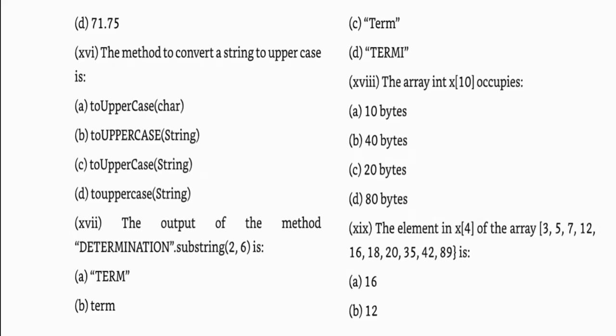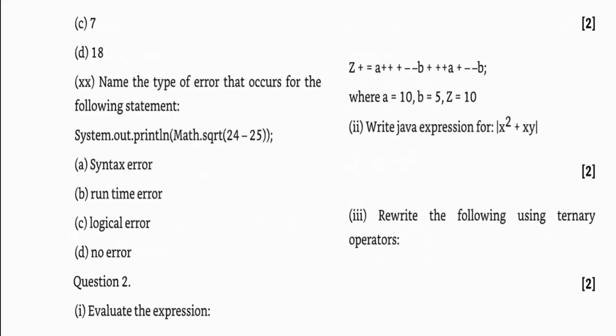It says: name the type of error that occurs for the following statement: System.out.println(Math.sqrt(24 - 25)). So 24 minus 25 is negative, so it's going to calculate the square root of a negative number, which will actually give you NaN, which means not a number. So that's not actually an error. We can't call it a logical error. You would say that it is a problem of the programmer, but that's not it. NaN, so the option will be no error. NaN is not an error.